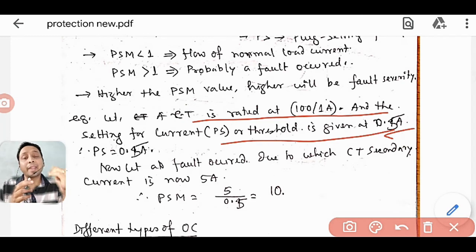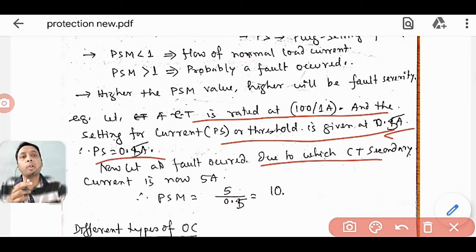0.5 ampere in the secondary means actually at what current am I setting? Because it is 100:1, that means it is actually 50 ampere. If more than 50 ampere current flows, then it should trip. So on the CT side, the secondary side, where we have reduced the value by using that CT, on that side anything above 0.5 should trip. So my plug setting is 0.5 ampere.